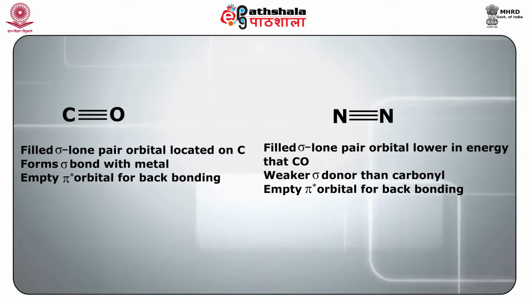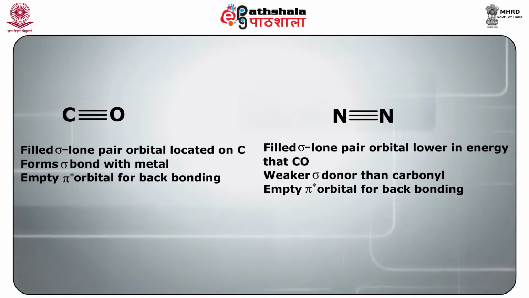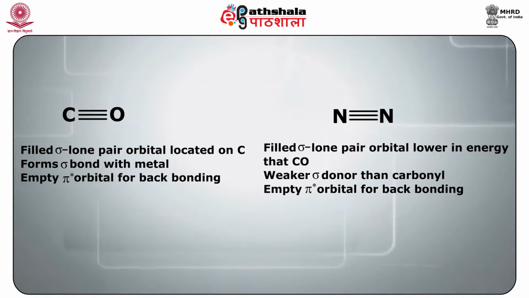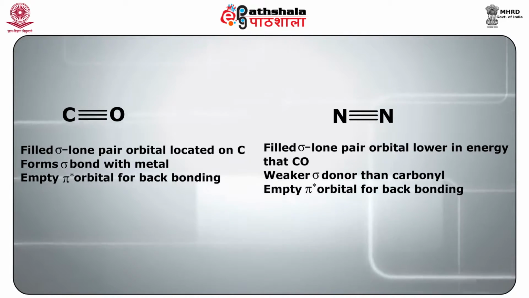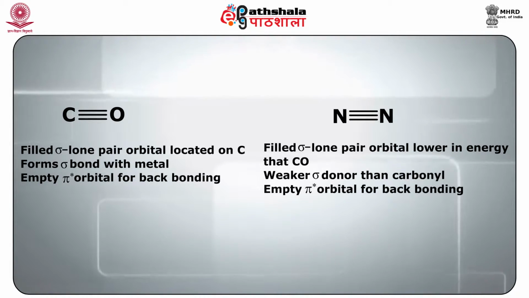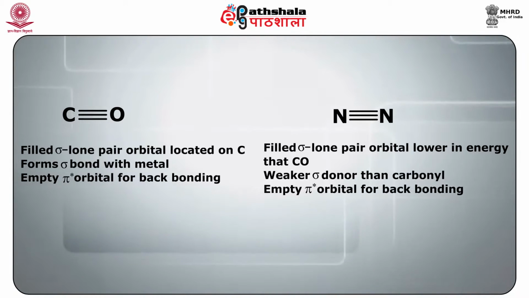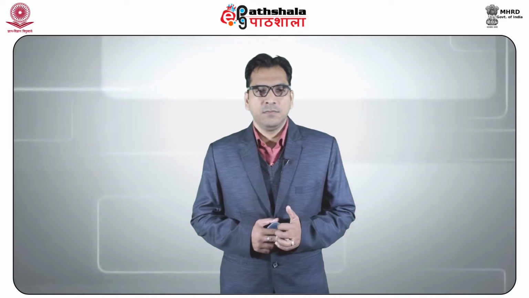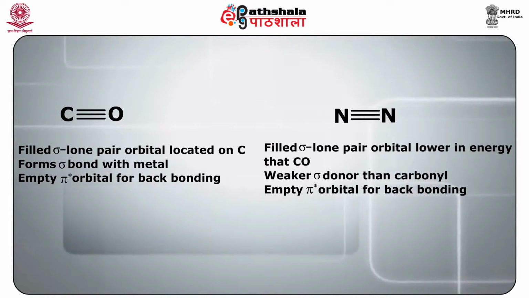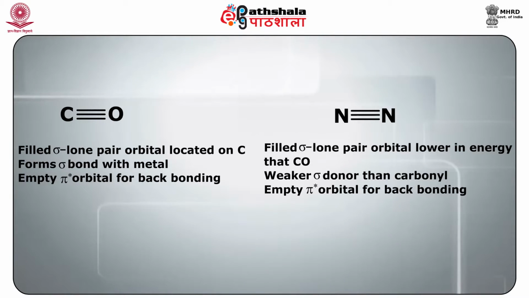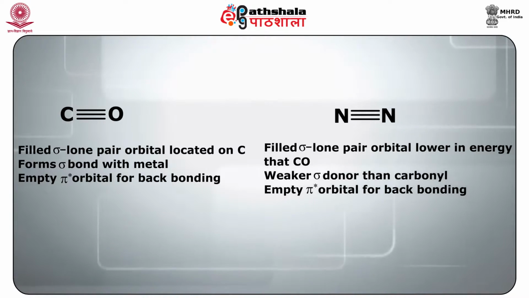Because nitrogen is more electronegative than carbon, dinitrogen is a weaker sigma donor as compared to the carbon of the carbonyl ligand. The empty pi star orbitals of dinitrogen are lower in energy than those of the carbonyl group. Hence, dinitrogen displays back bonding properties more readily than carbon monoxide. As a result of these bonding properties, dinitrogen binds less efficiently than carbon monoxide with metal ions in its metal complexes. Here we can see the structure of carbon monoxide, which also contains a carbon-oxygen triple bond, and the structure of dinitrogen, which contains a nitrogen-nitrogen triple bond. Here we are summarizing the bonding facts.